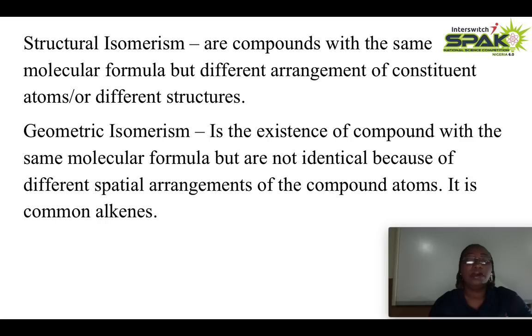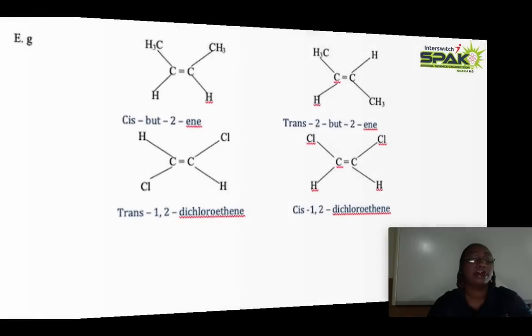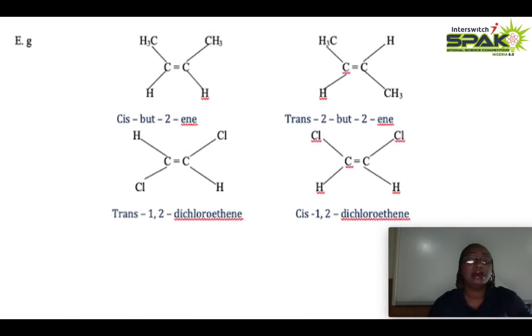It's the existence of compounds with the same molecular formula but which are not identical because of different spatial arrangement of the compound's atoms. It is mainly common in alkenes. Let's see examples of geometrical isomerism. Now let's look at this compound. We have two compounds there.